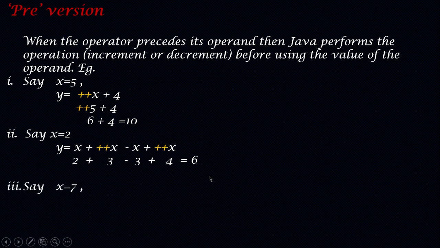Let us take up now pre-decrement. So x is having the value 7, we are having the equation y equals minus minus x plus 7. So if you have guessed the result as 10, then you are right. Otherwise, just go through the examples and definitions once more.